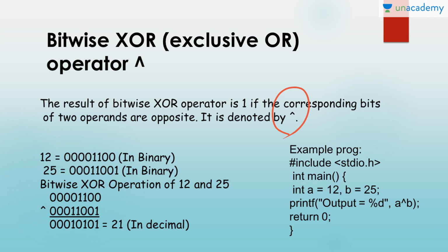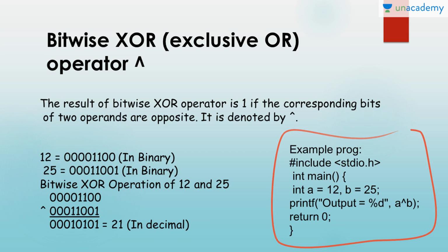So now we will check the XOR operation. 0 1 1, 0 0 0, 1 1, again it is 0, 0 1 1. So it continues, and when converted to decimal, we will get 21 as the answer. And this is the program format for this example.